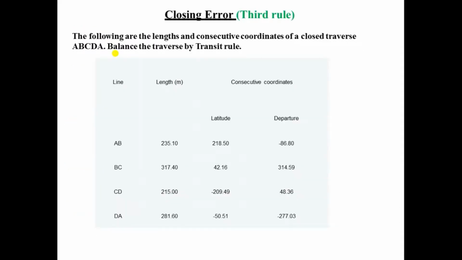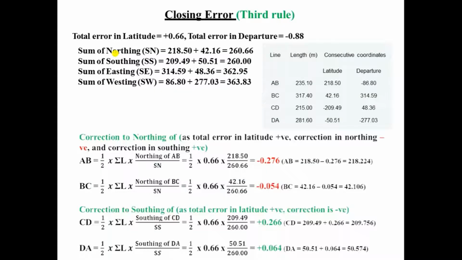Now see, as per the example, how we can apply the third rule in our actual real life problems. See in the table, some data has been given for 4 lines, with length and latitude coordinates. For applying the third rule, first we have to calculate the total error. Total error is 0.66. Total error means the algebraic summation of latitude and the algebraic summation of departure. Right?